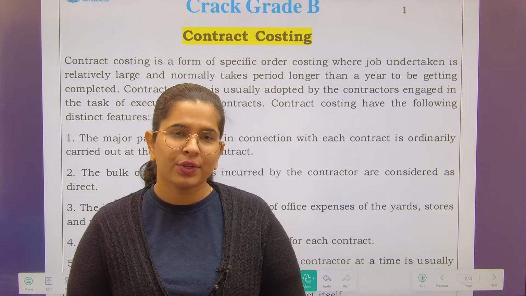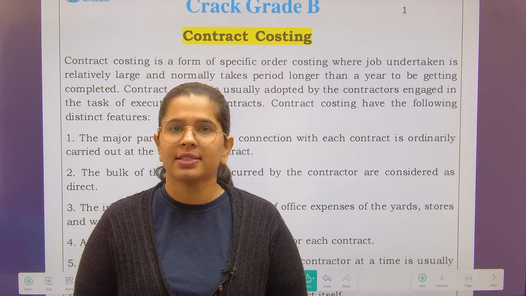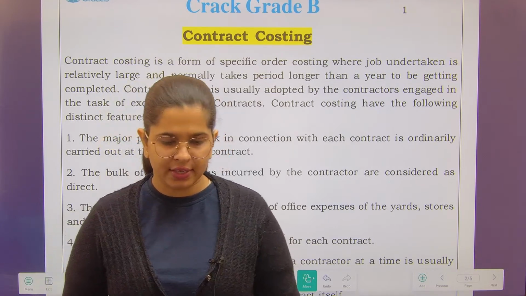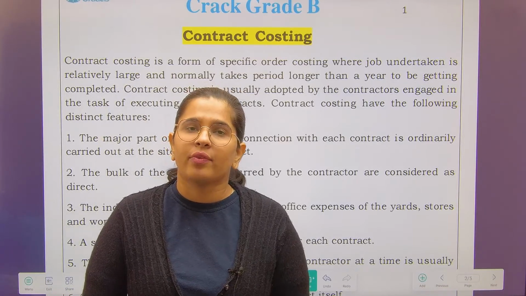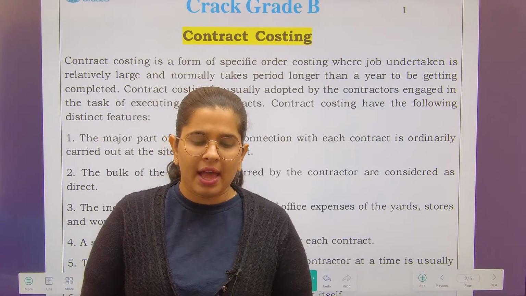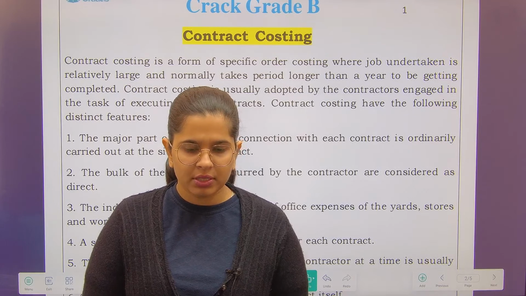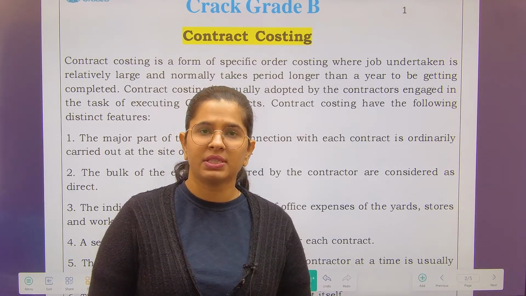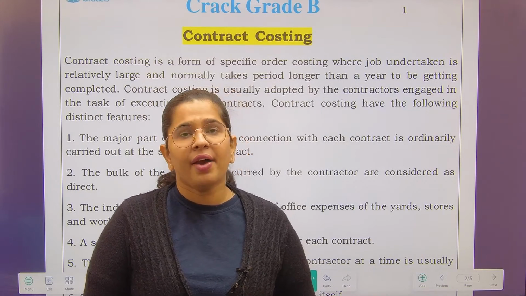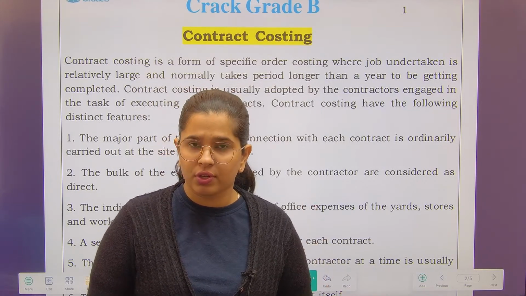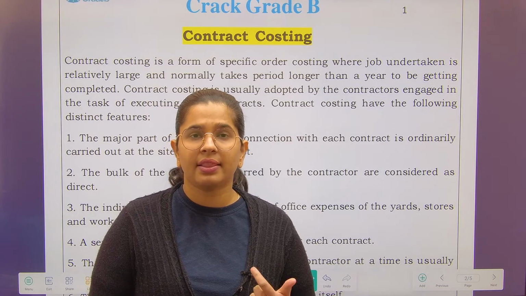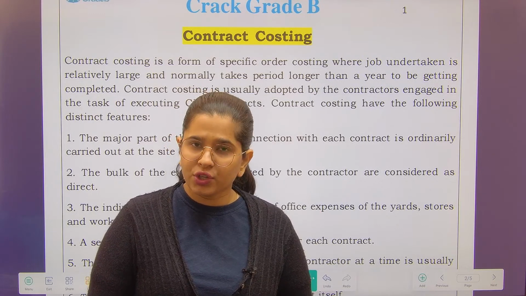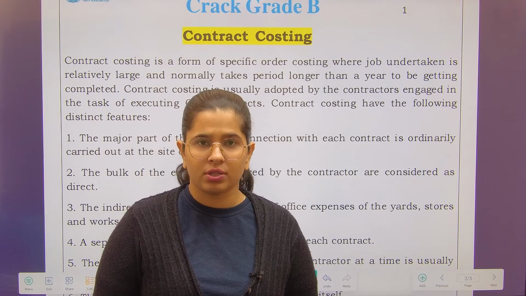So today we are going to read about contract costing. This topic was pending for so much time and we are going to do this today. One particular thing about this topic is that it is related to specific costing. We have known that there are two types of costing. One is specific costing and the other one is your operations or process related costing.